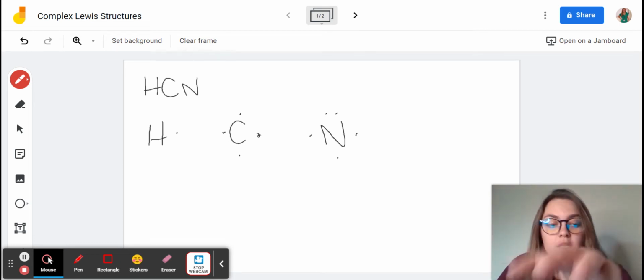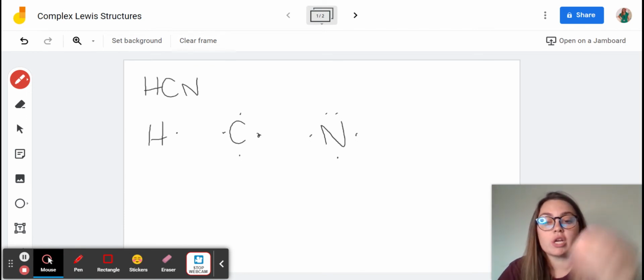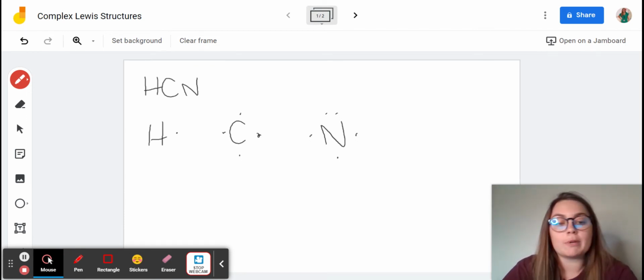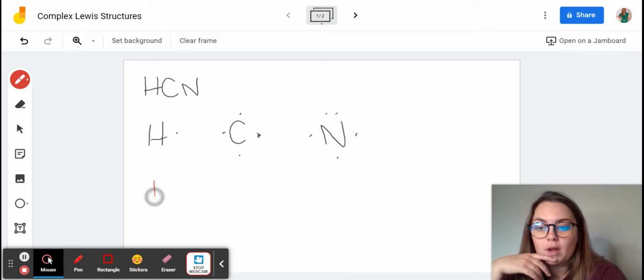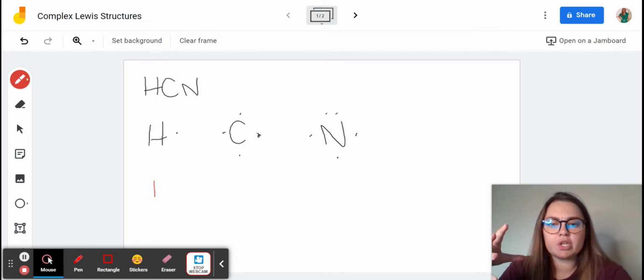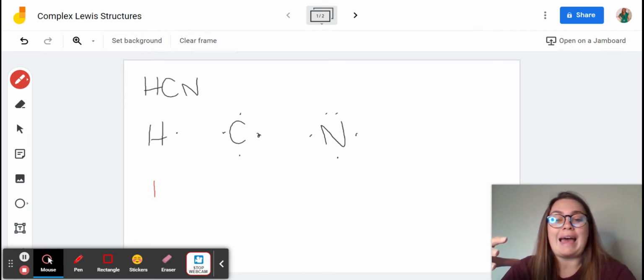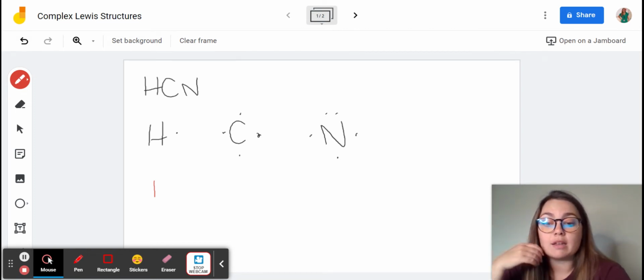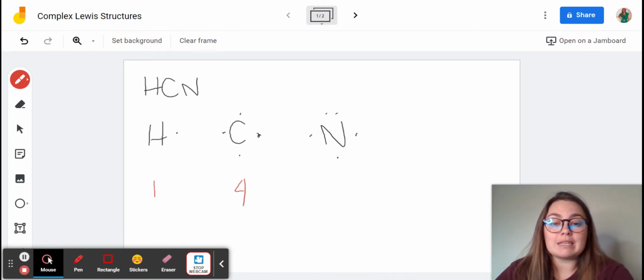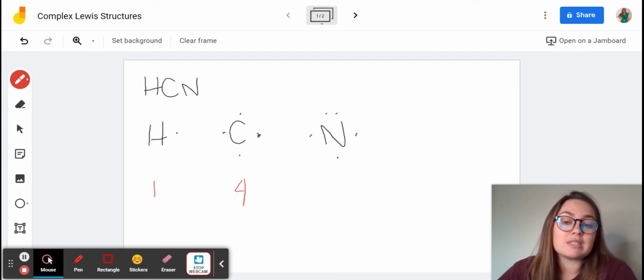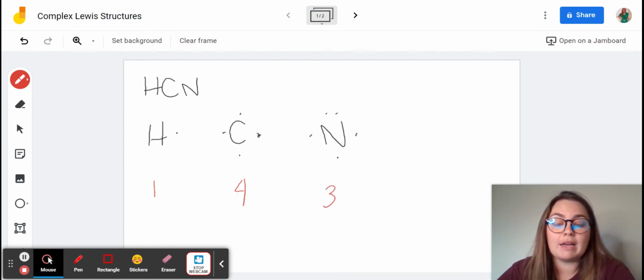So hydrogen in this structure is going to need to share 1 electron from carbon or nitrogen. The question is, which one does it borrow from? But we know that hydrogen needs to make 1 bond in order to get to its 2. Carbon, on the other hand, has 4 valence electrons, which means it needs 4 more in order to get to 8. So carbon needs to make 4 bonds. Lastly, nitrogen has 5 valence electrons. In order to get to 8 valence electrons, it's going to need to make 3 bonds.